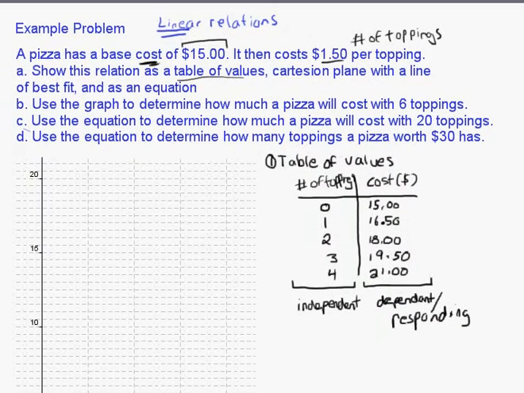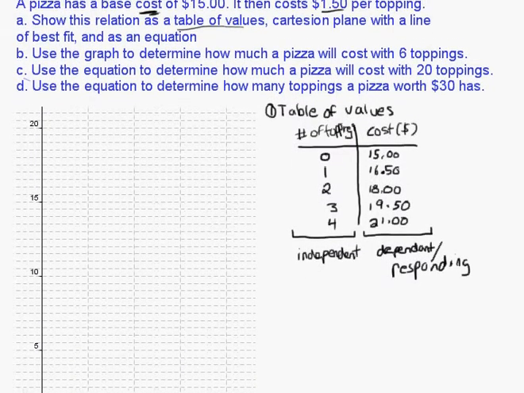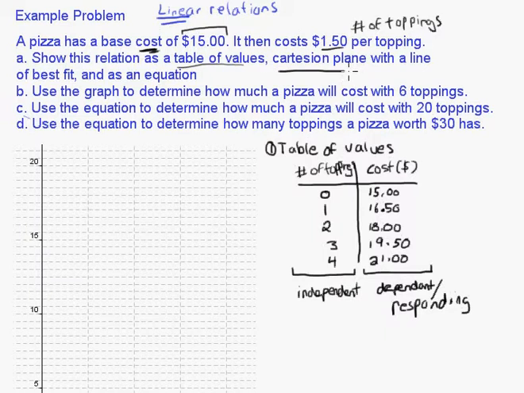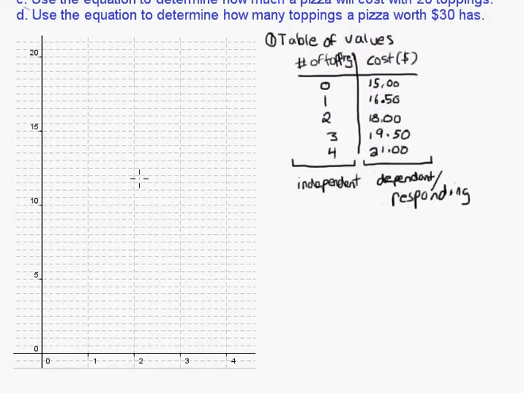Remember that a table of values is one way to express a relation. The second way to express a relation, which we're asked for next, is a Cartesian plane, or a graph. On the x-axis, remember that I told you to put the independent variable, which is the number of toppings. On the y-axis you have the dependent variable, which here is going to be the cost.